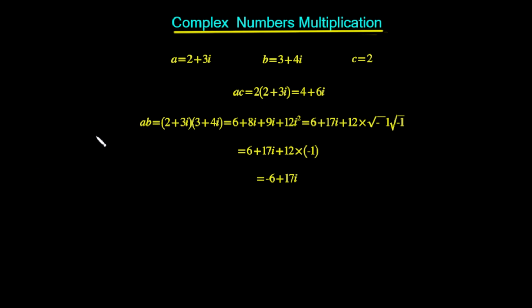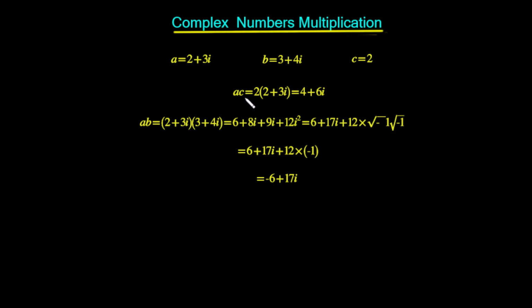Now let's look at multiplying complex numbers together. We're going to multiply a complex number a by a constant term c, and we're also going to multiply two complex numbers together, that is complex number a and b. So first of all, let's look at multiplying a complex number by a constant.